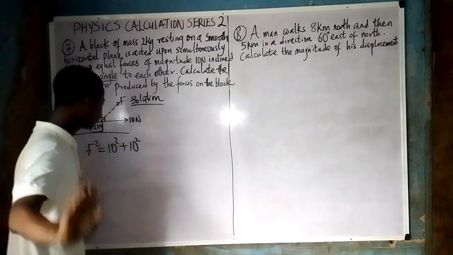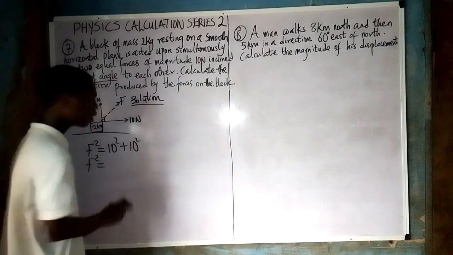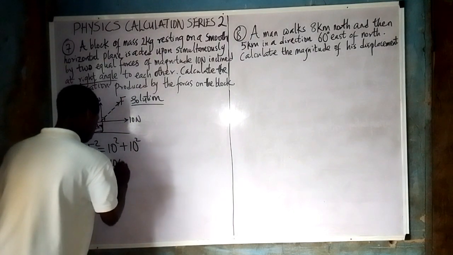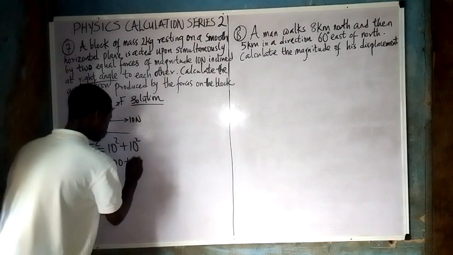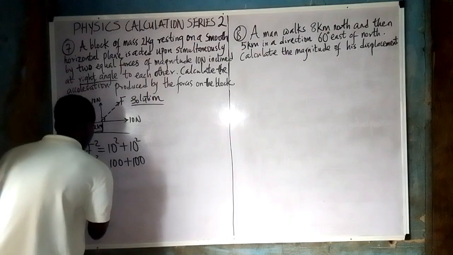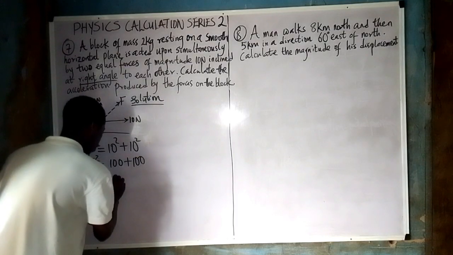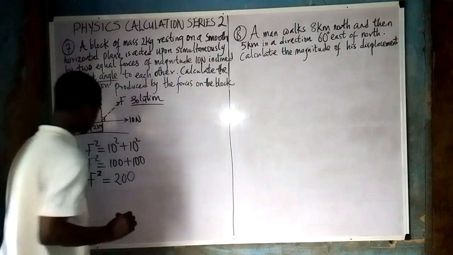So from here, what will we have? F squared will be equal to the square of 10, which is 100, added to the square of 10, which is also 100. Are you seeing that? So finally, F squared will be equal to 200. Now, are we to stop here?